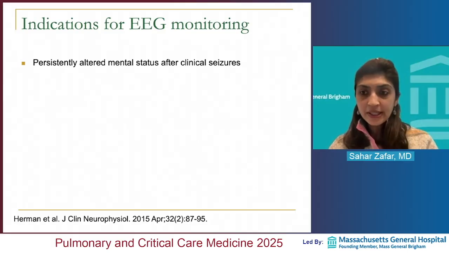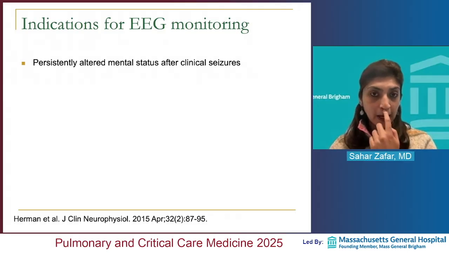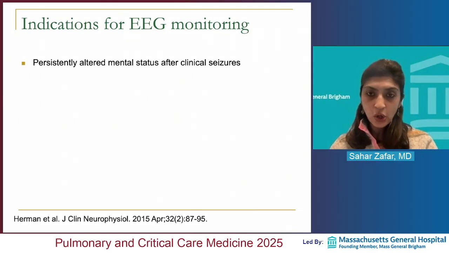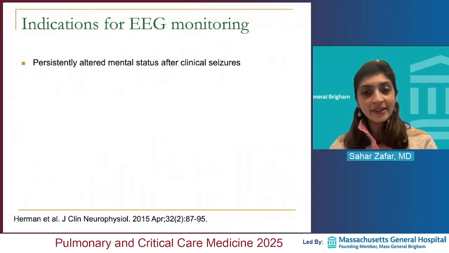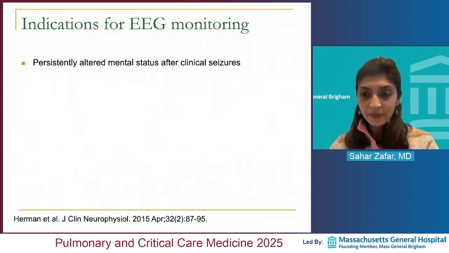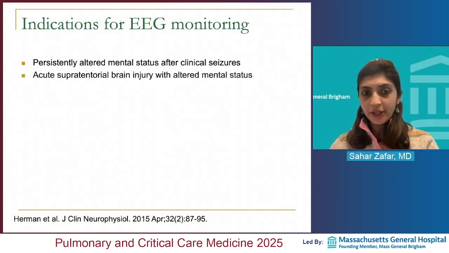So when to consider EEG monitoring in patients that are altered? The most common indication, published by the American Clinical Neurophysiology Society, is in patients that are altered after clinical seizures, if they're persistently altered. In general, after clinical seizures, the patient should have improvement in their level of arousal and awareness within 30 to 60 minutes. And so if there's persistently abnormal mental status beyond that time point, consider EEG monitoring.